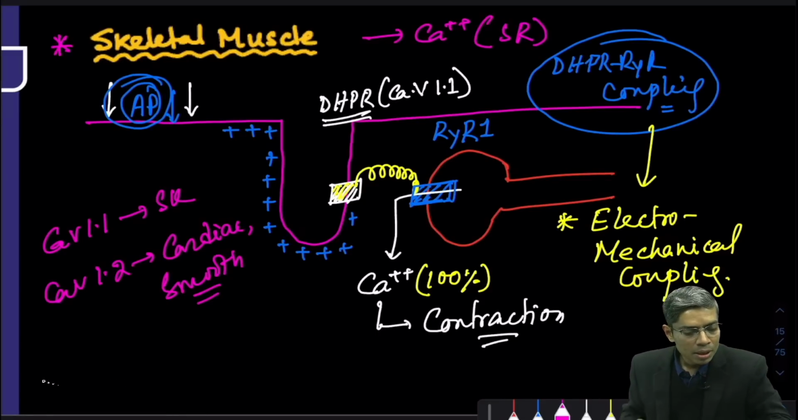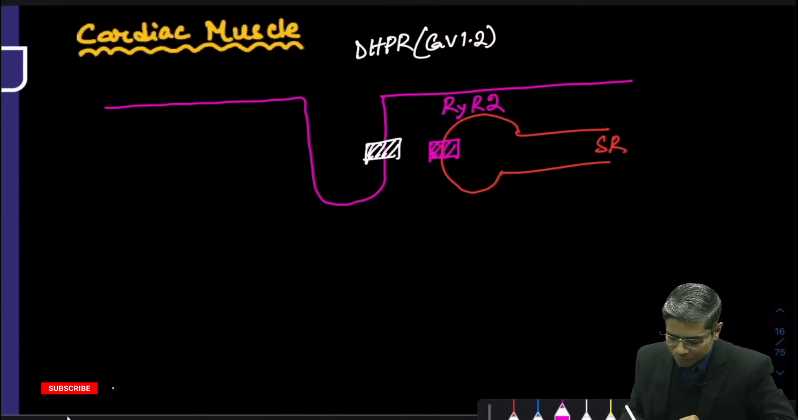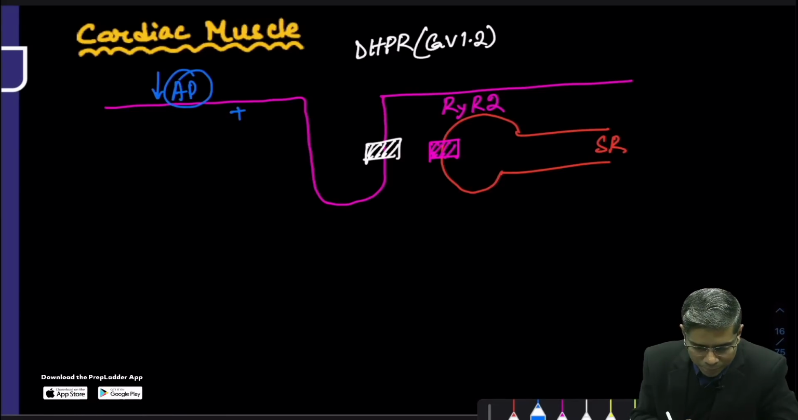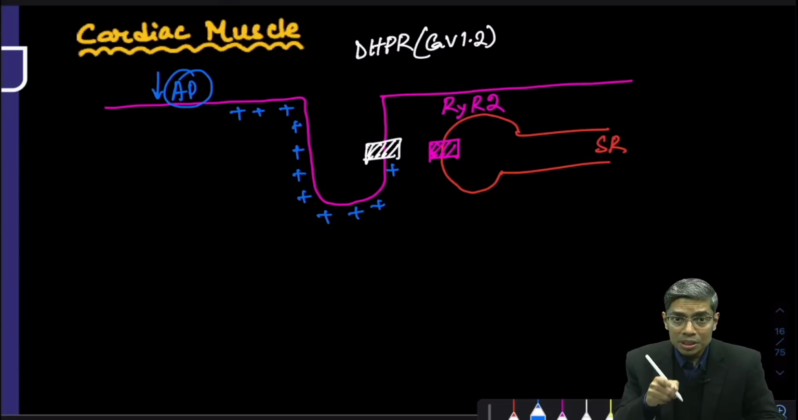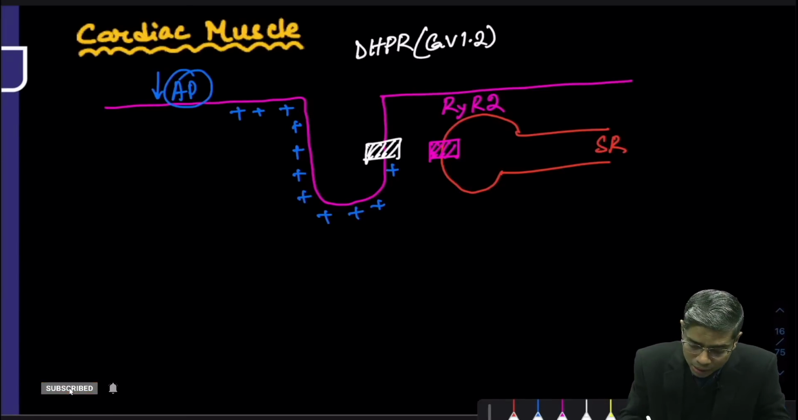Am I clear? All these things you have to remember, believe me. Now look. If I produce an action potential directly on cardiac muscle, again the same thing is going to happen: there will be depolarization of the membrane. Listen carefully. Whenever there is depolarization, this DHPR in cardiac muscle is different, CAV 1.2. If you activate this CAV 1.2, the channel will open up.